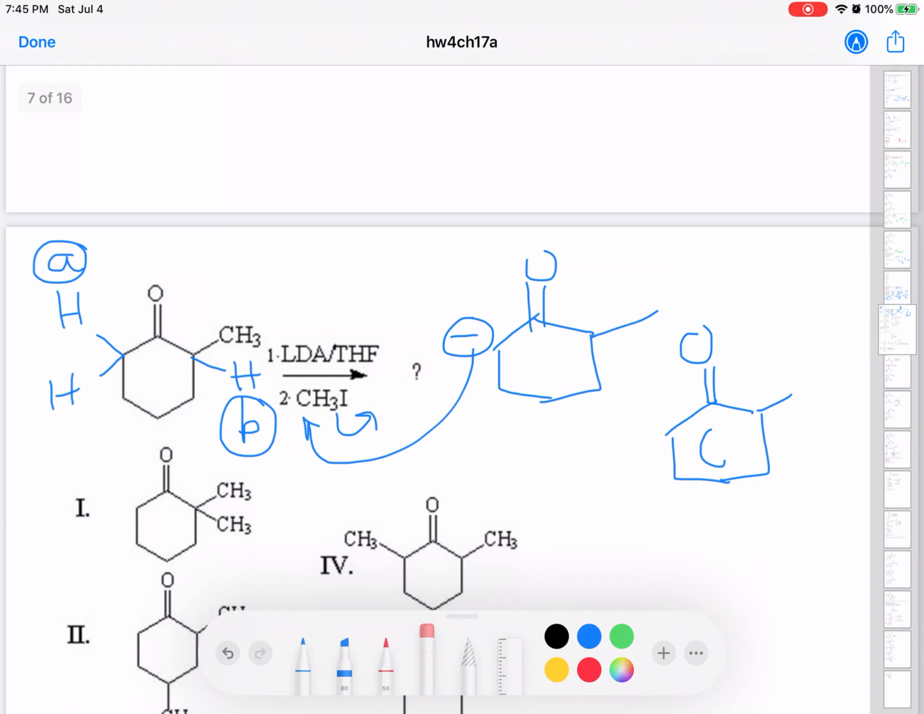No benzene. So the product is going to be this, right? So that's going to be the correct structure.